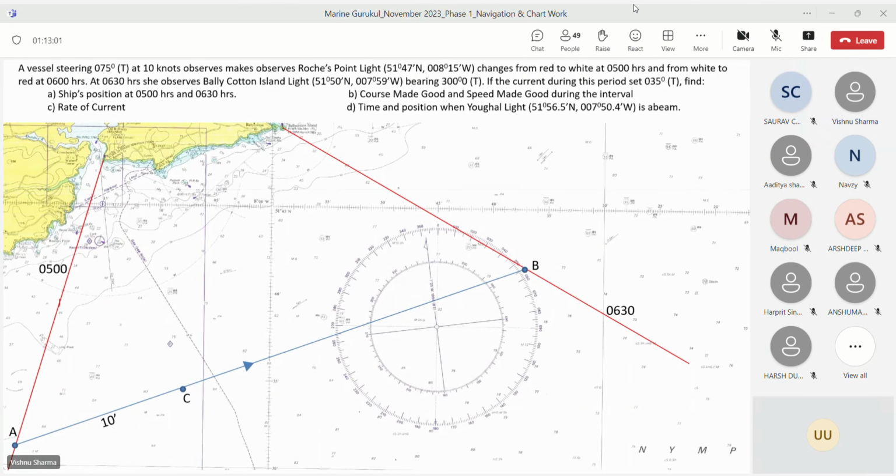Now, what is the interval between the second PL and the third PL? The interval between second PL and third PL is 30 minutes. And engine distance in 30 minutes will be 5 miles. So now I open 5 miles engine distance, put my compass at B and mark off point D on the CTS line. Guys, is marking of point A, B, C, D clear to everybody?